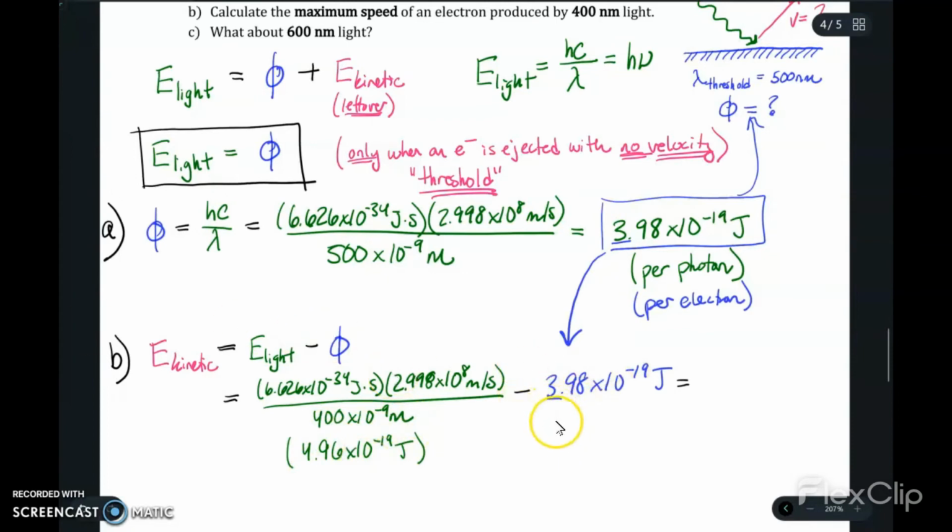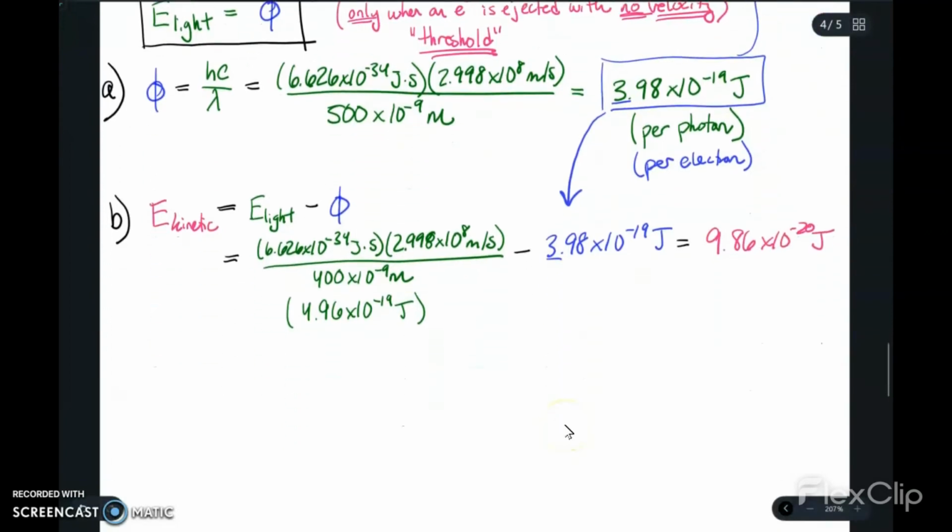And so if I solve for that leftover amount by subtracting these two, I'm going to get, so 4.96 times 10 to the negative 19th minus the 3.98 times 10 to the negative 19th gives me 9.86 times 10 to the negative 20th joules left over. Now with that value, I can now come back to my kinetic energy equation, which is 1/2 mv squared, and I can set this equation equal to 9.86 times 10 to the negative 20th joules. And basically, I just want to solve for velocity now.